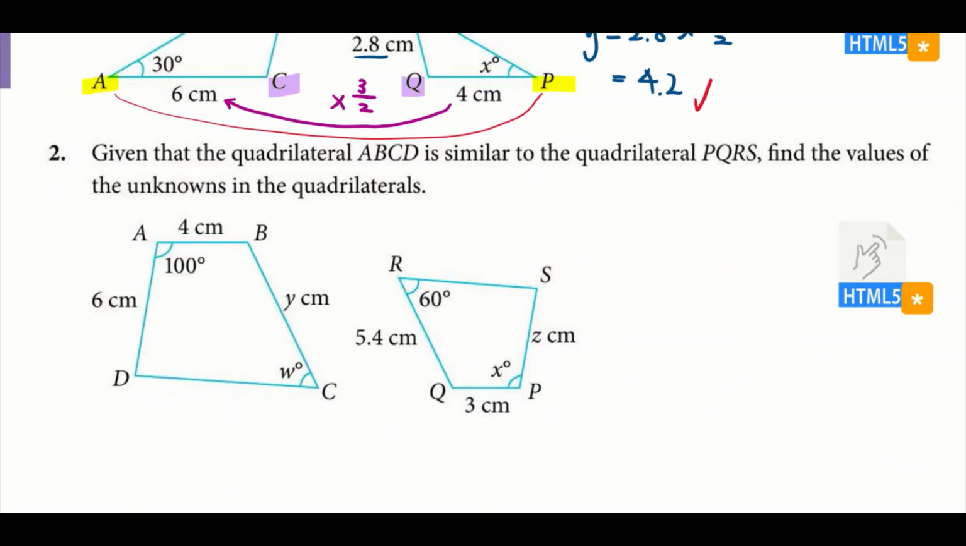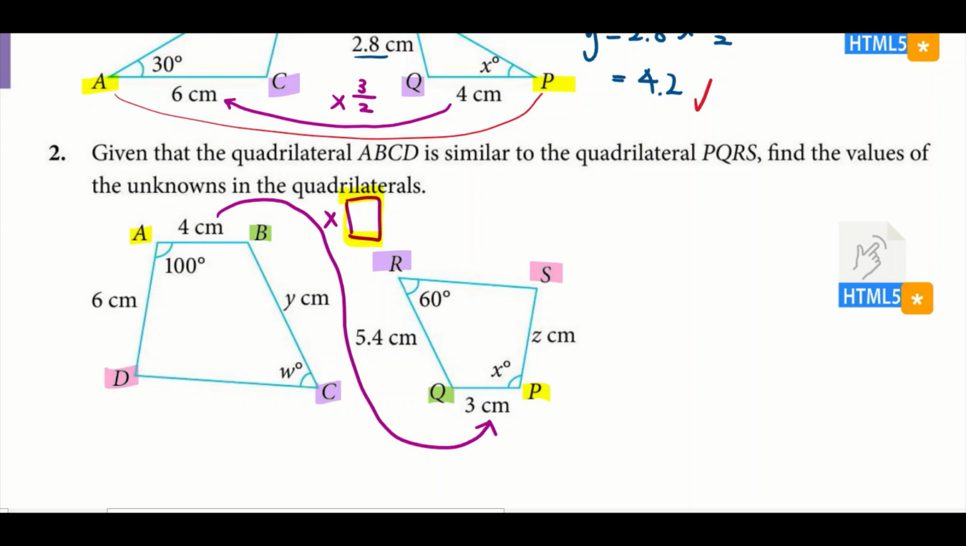For question number 2, try it yourself first before you scroll for the solutions. Number 1, I will label my corresponding points. And number 2, I will find my multiplier to get from one shape to the other. Let's try to find the scale factor. Pause this video for a while before I continue with the solutions.